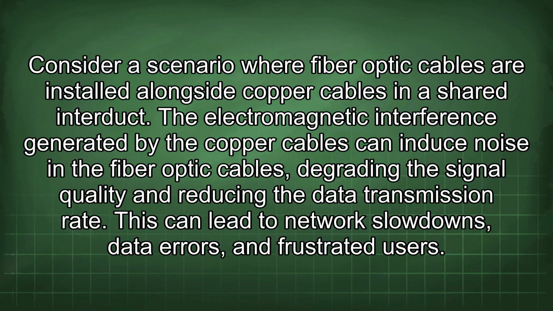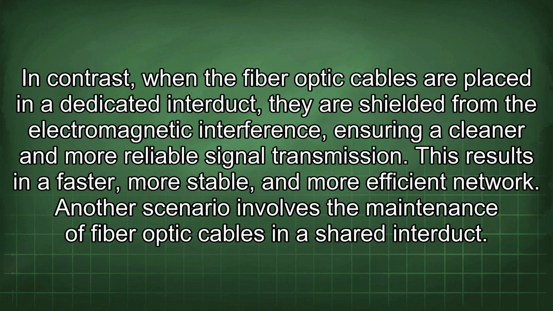The electromagnetic interference generated by the copper cables can induce noise in the fiber optic cables, degrading the signal quality and reducing the data transmission rate. This can lead to network slowdowns, data errors, and frustrated users. In contrast, when the fiber optic cables are placed in a dedicated interduct, they are shielded from the electromagnetic interference, ensuring a cleaner and more reliable signal transmission. This results in a faster, more stable, and more efficient network.